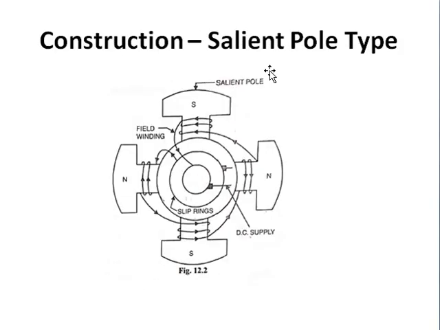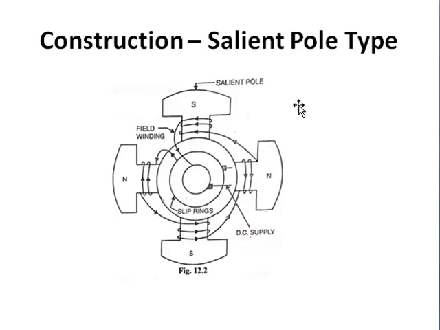Now we will go back here to the construction of a salient pole. Salient pole rotors are normally used for low or medium speed, because mechanically the structure is not very robust. We have a cylindrical structure, and on top of that the poles are mounted, so it is mechanically not robust. This type of rotor is used for low or medium speed, in the range of 120 to 400 rpm.